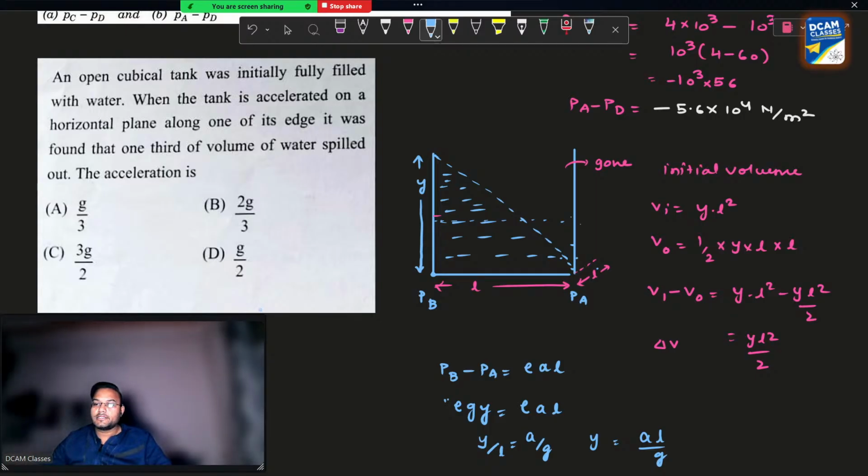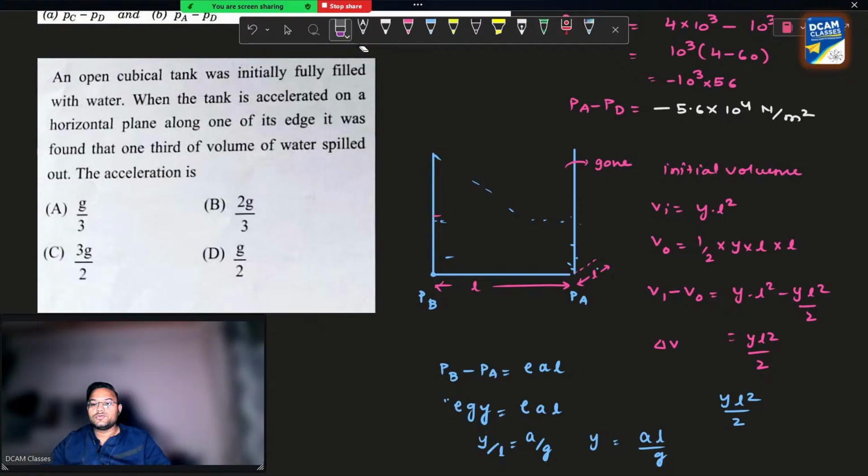And the amount of water that is left, yL square by 2, is cubical. Actually, we cannot take this way. We have to take that way only. It's better if we take it like that. The earlier way I was doing, na? Because we cannot take this case. If we take this case, we should get the answer that way.